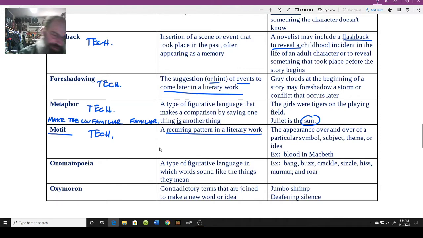Onomatopoeia. Again, this is a technique, and this is more about poetry. We're not really going to concern ourselves with that too much here. Although you could certainly see it in stories. Bang, buzz, crackle, sizzle, hiss, murmur, and roar. So these things might be employed by a writer to suggest an environment, setting, and mood. The writer's employment of onomatopoeia creates the setting. You might write about it that way, but it's mainly a poetry thing.